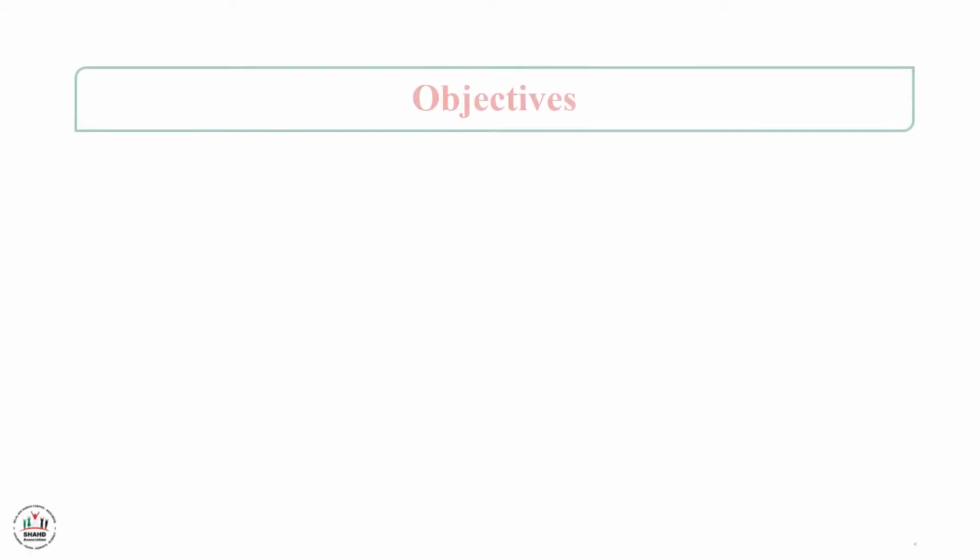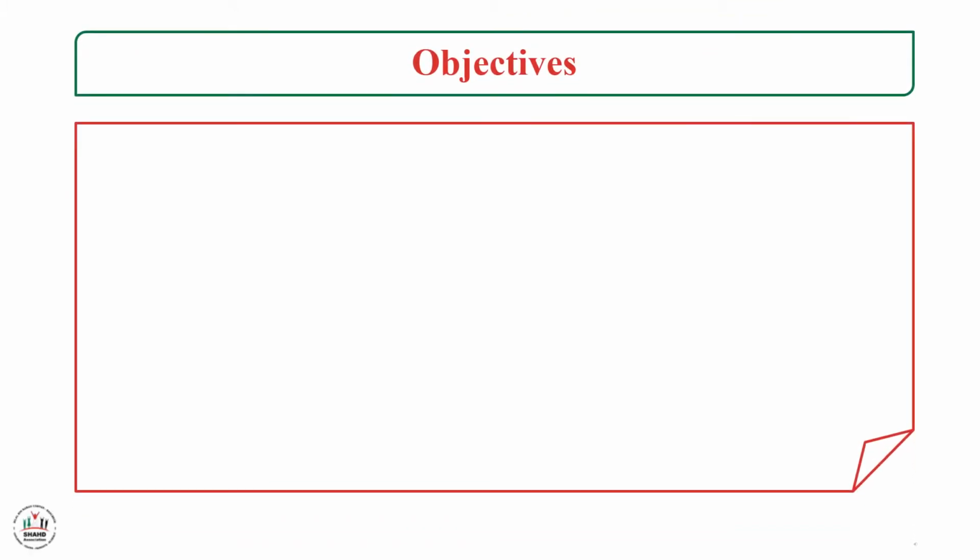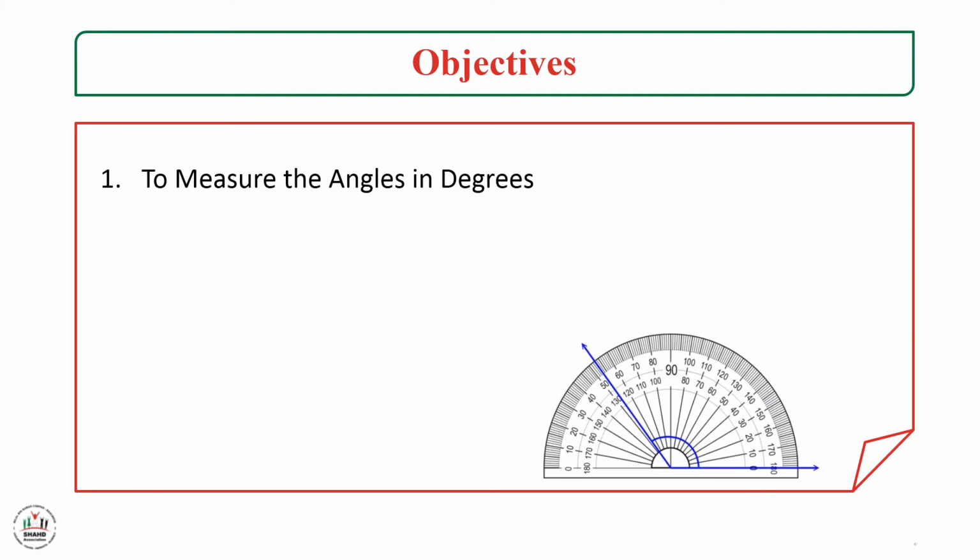The objectives of our lesson are: first one, how to measure the angles in degrees. Second one, how to draw a given angle in degree.